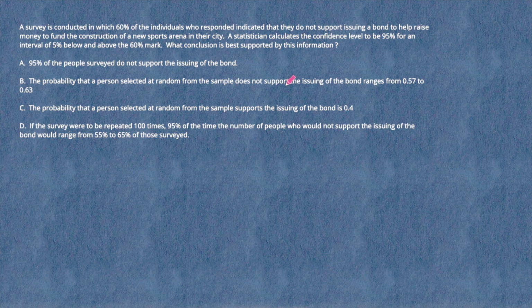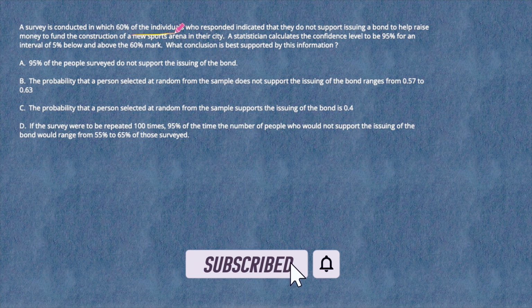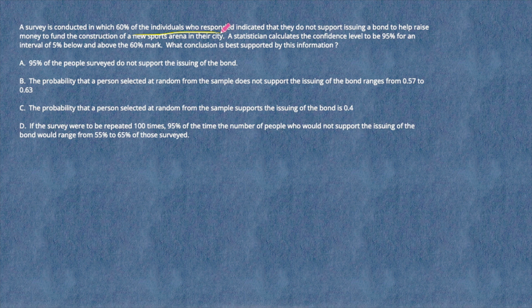Let's look at the answer choices. 95% of the people surveyed do not support the issuing of bond. With the information given, it's clearly mentioned that 60% of the individuals indicated do not support. So we don't get the 95% of the people do not support. Doesn't make sense. So choice A is not the correct answer.